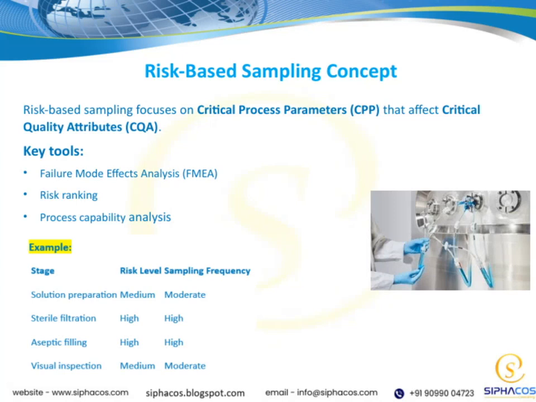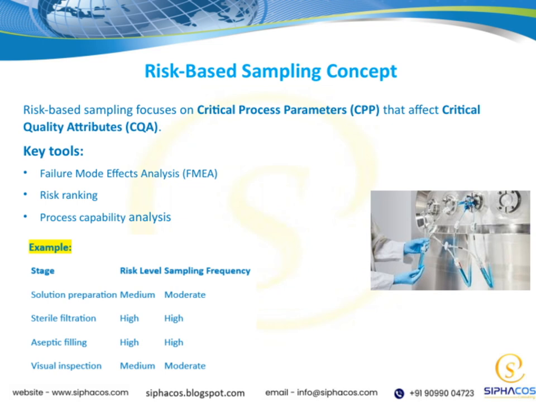Let's take a closer look at the concept of risk-based sampling. Essentially, this approach focuses on identifying and monitoring the critical process parameters, or CPPs, that have a direct impact on the critical quality attributes, or CQAs, of our product. By targeting these key points, we can ensure higher quality and consistency in our processes.